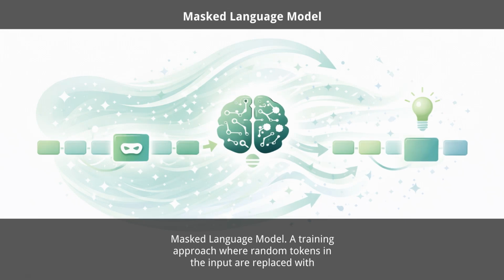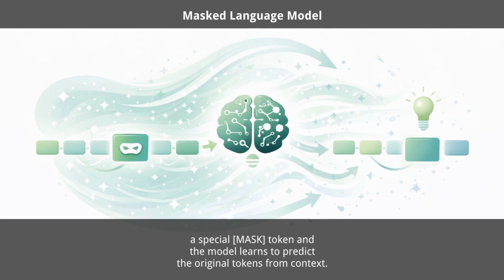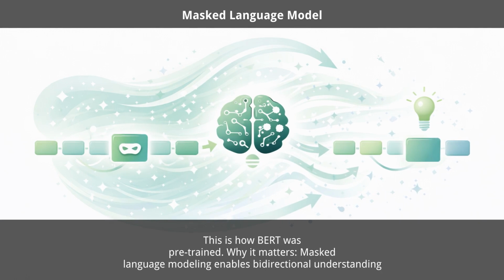Masked language model: a training approach where random tokens in the input are replaced with a special mask token, and the model learns to predict the original tokens from context. This is how BERT was pre-trained.